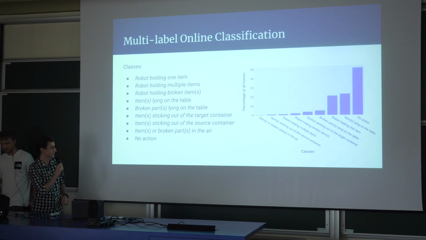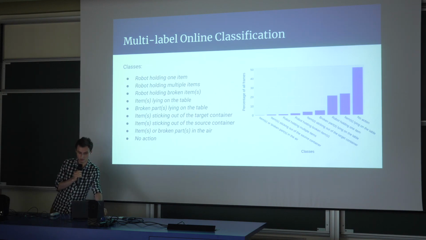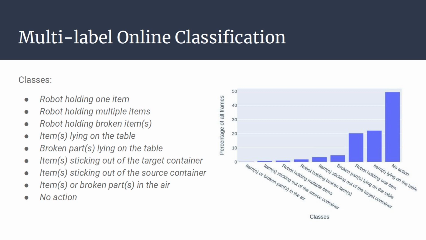Yes, so we decided to move to a problem that more closely resembles our final goal of anomaly detection. There are different ways to approach this problem, and we've decided to go with multi-label online classification of the state of the robot at each moment in time, with frequency about equal to the camera's frame rate. And this state we've defined is a subset of these classes. There are two non-anomalous classes, which are robot holding one item, and no action, which means that none of the other 8 classes is present, and the other classes are anomalous.